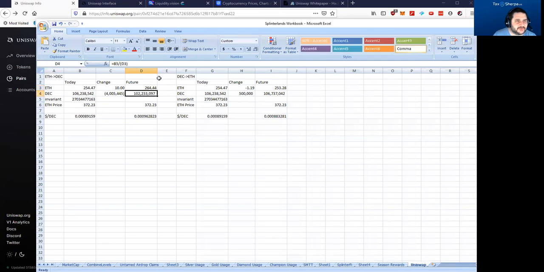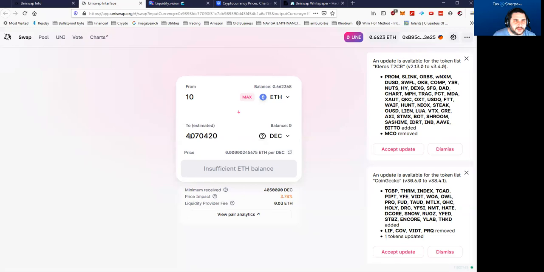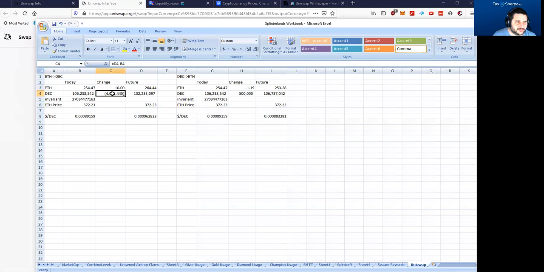So then the future state of the pool is just this times this divided by this, and so the difference comes out as 4 million. In this case, if you swapped in 10 Ethereum, you come out with 4 million. And like I said, this is a little bit off because of the fees calculation, but it's close enough. We can see that over here. So 4 million and change, and it's off by like 1.5% in this calculation, but pretty close.